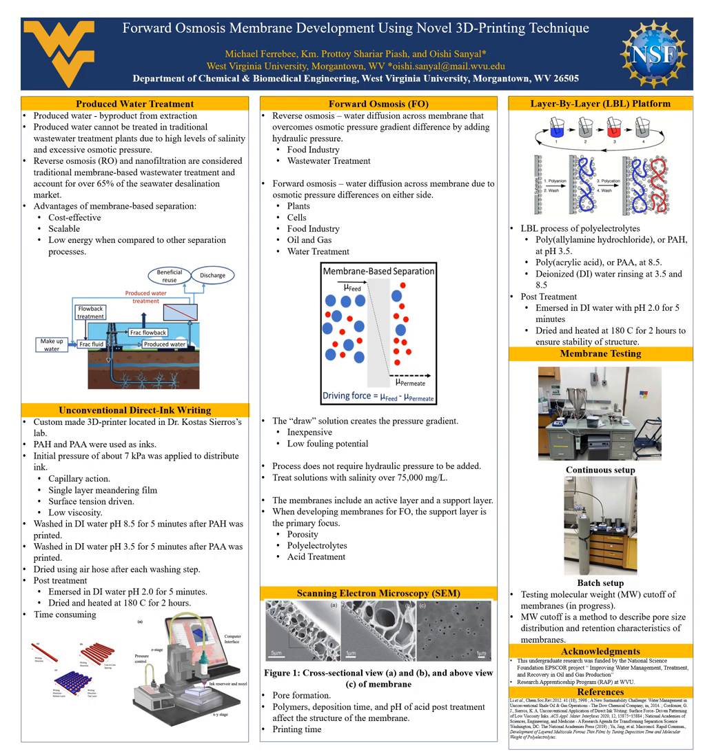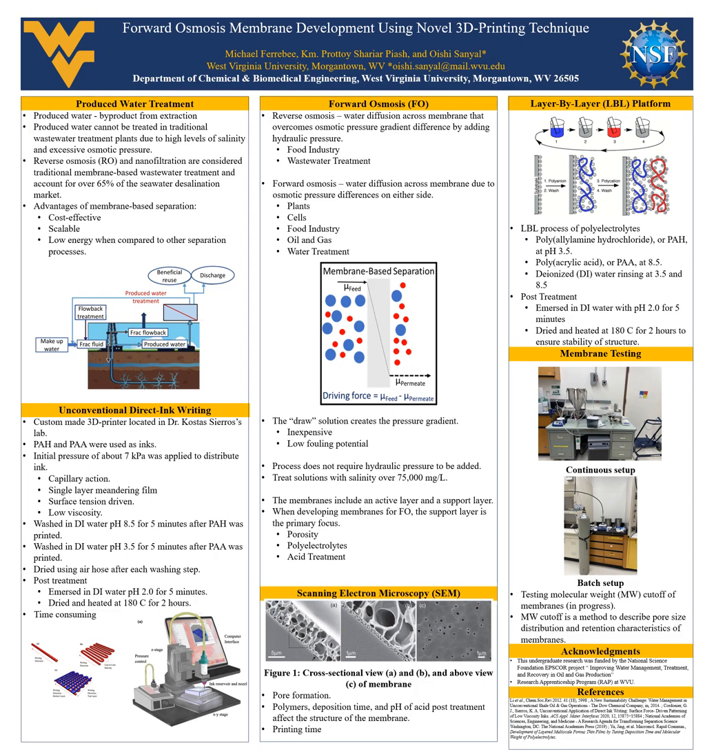Our membrane development incorporated the layer-by-layer process using two oppositely charged polyelectrolytes, PAH at pH 8.5 and PAA at pH 3.5, with washing steps of deionized water at pH 3.5 and 8.5. The post-treatment consisted of submerging the membrane in deionized water at pH 2 for 5 minutes, then air drying it. Finally, it was heated to 180 degrees Celsius for 2 hours.